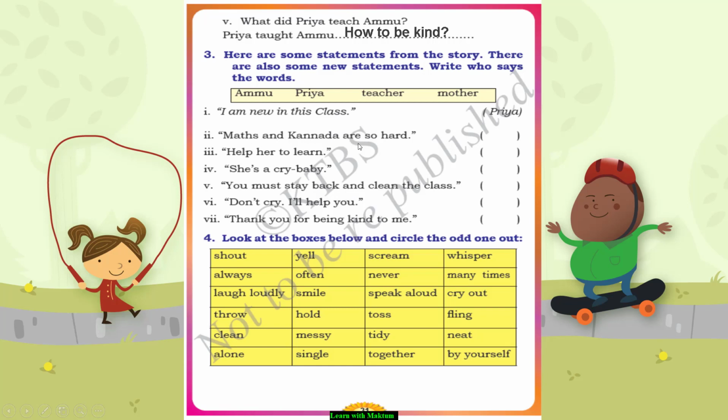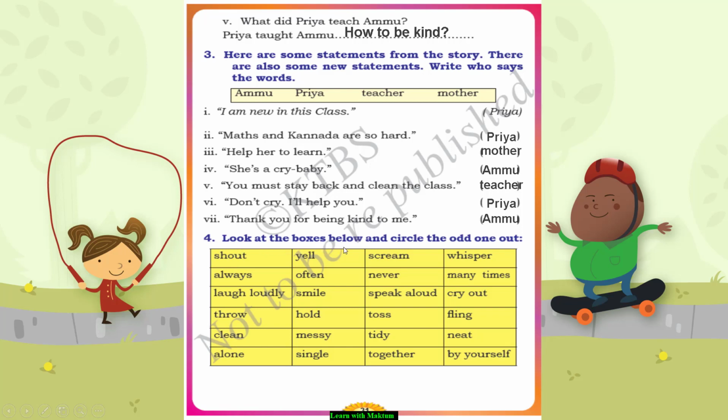Maths and Kannada are so hard. Priya tells this. Help her to learn. Who said this? Ammu's mother. Yeah. She is a crybaby. Ammu said this. You must stay back and clean the class. The teacher said this. To whom? To Ammu. Don't cry, I will help you. Priya told this to Ammu. Thank you for being kind to me. Ammu told this to Priya. Okay, kids? Yeah, next one.